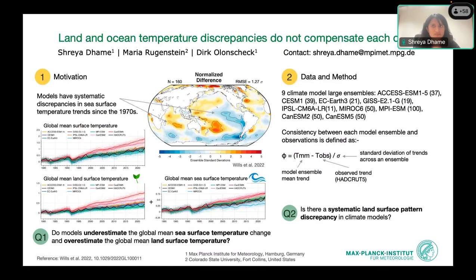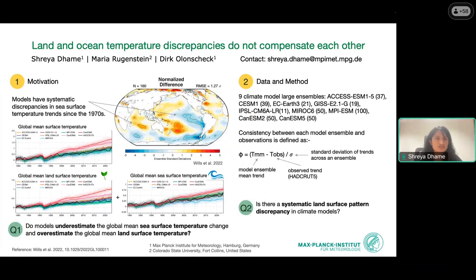And also, if yes, whether global mean land surface temperatures and ocean temperatures compensate each other to give us a GMST trend during this period that is comparable to observations. Secondly, we wanted to check if there is a systematic land surface pattern discrepancy in models. To do this, we use nine large ensembles listed here, and we define discrepancies as when the observed trend is plus or minus two standard deviations away from the ensemble mean trend of each model. Next slide, please.